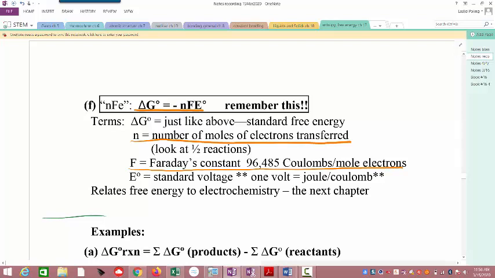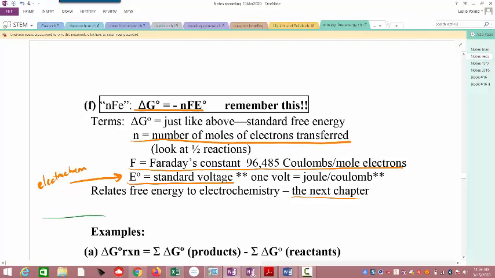All right, so F is Faraday's constant, and E is standard voltage. That is electrochemistry. So looking at the voltage is electrochem. So we're going to do this much, much more in the next chapter than we're going to do it here.